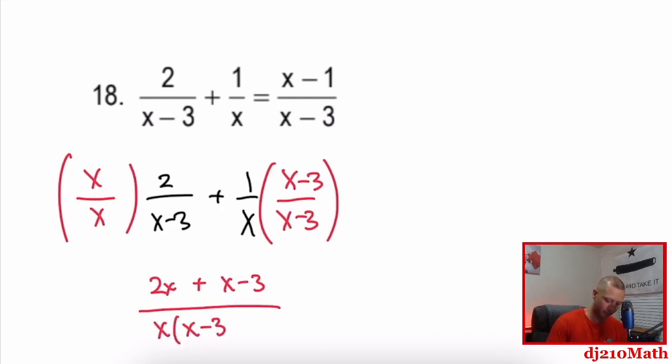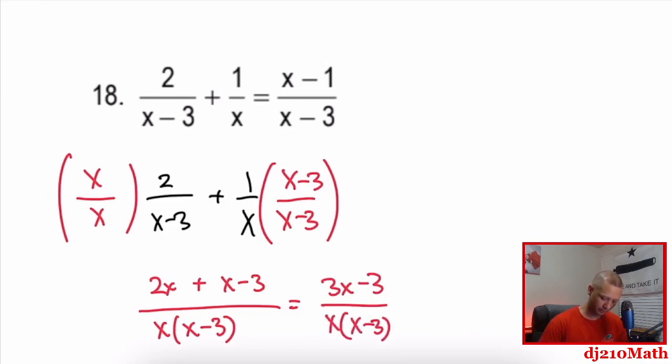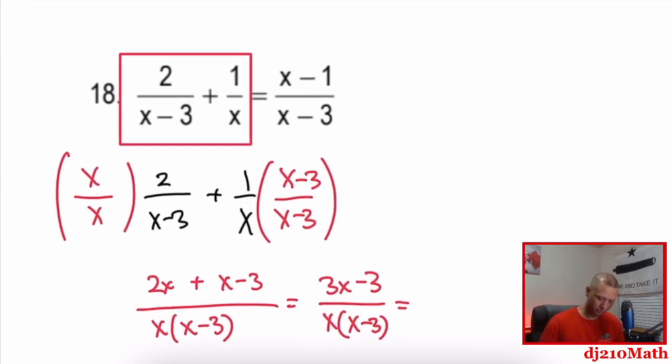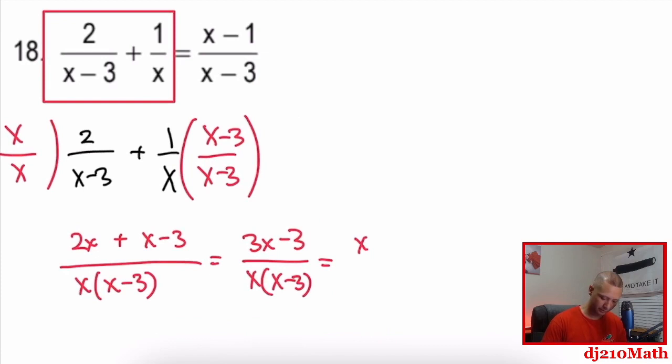Over x minus 3. You're just combining the numerators. So 2x plus x is 3x minus 3 over x minus 3. And that was the left-hand side, strictly working this piece. This is equal to x minus 1 over x minus 3. Same idea, making the denominators match.